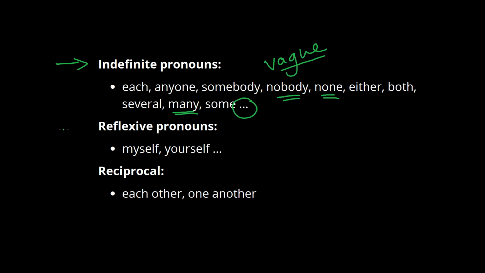Then we have the reflexive pronouns. These are pronouns that end in self, myself, yourself, themselves. So they're very easy to spot, and they allow you to add some extra emphasis. In fact, that's why they're sometimes called emphatic pronouns. The last category is reciprocal pronouns, and there are just 2 in this category. These are a couple of pronouns that work together to show how something is returned in kind or reciprocated.